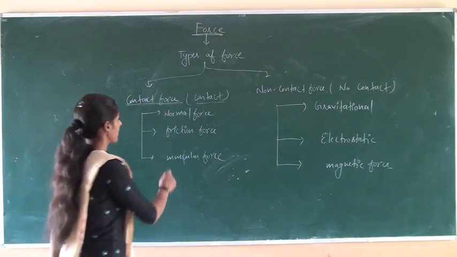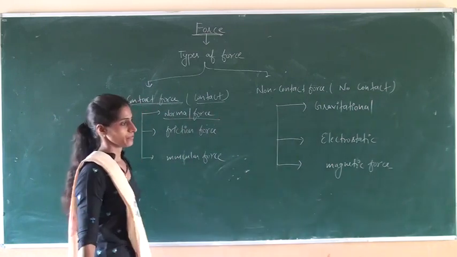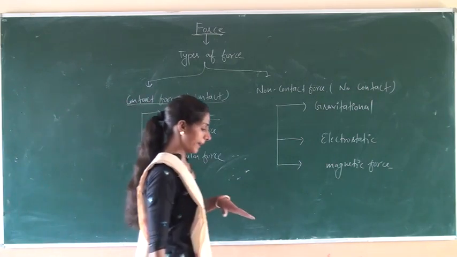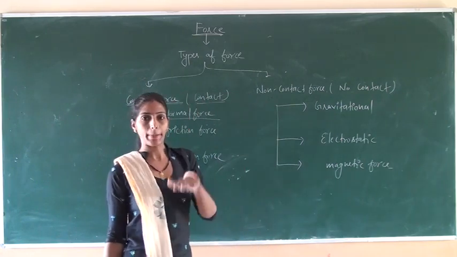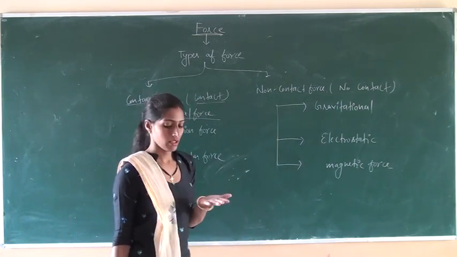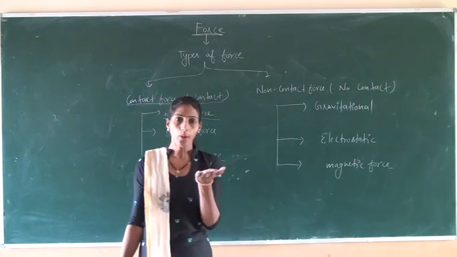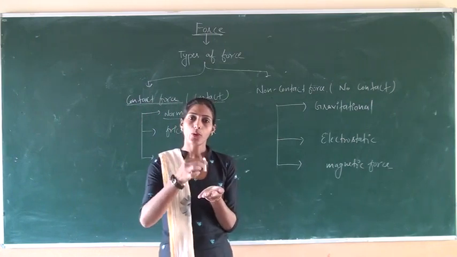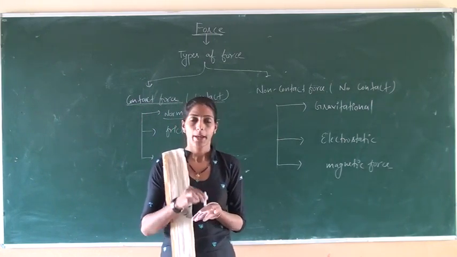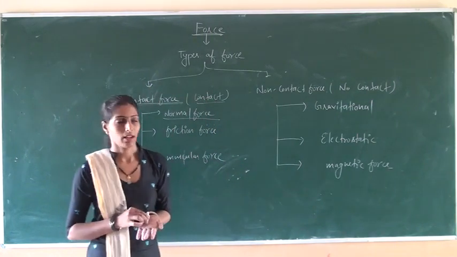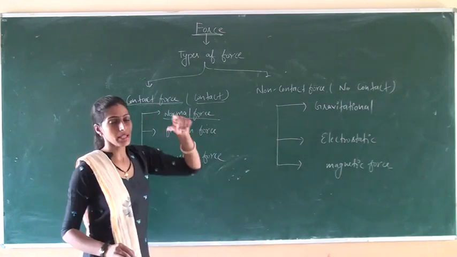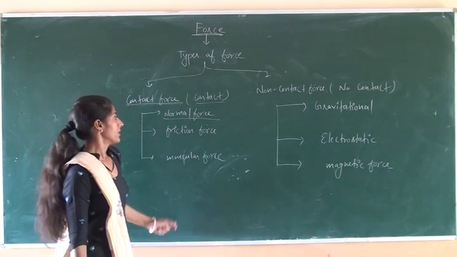Now first, normal force. What is the normal force? If a force which is applied to the object is perpendicular. For example, a book which is lying on the table, then the force applied by the book is perpendicular to the table, and this force is the normal force. Normal also indicates perpendicular in direction.